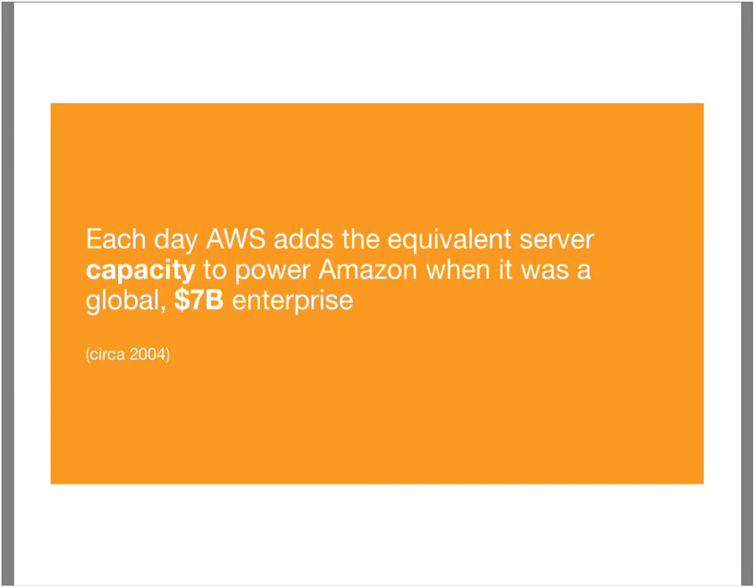Like I said, each day AWS adds the equivalent of server capacity to power Amazon, which is a global $7 billion enterprise. That's a pretty staggering amount of capacity that's added every single day to our environment, and you'd be hard-pressed to do that in an on-premise environment.